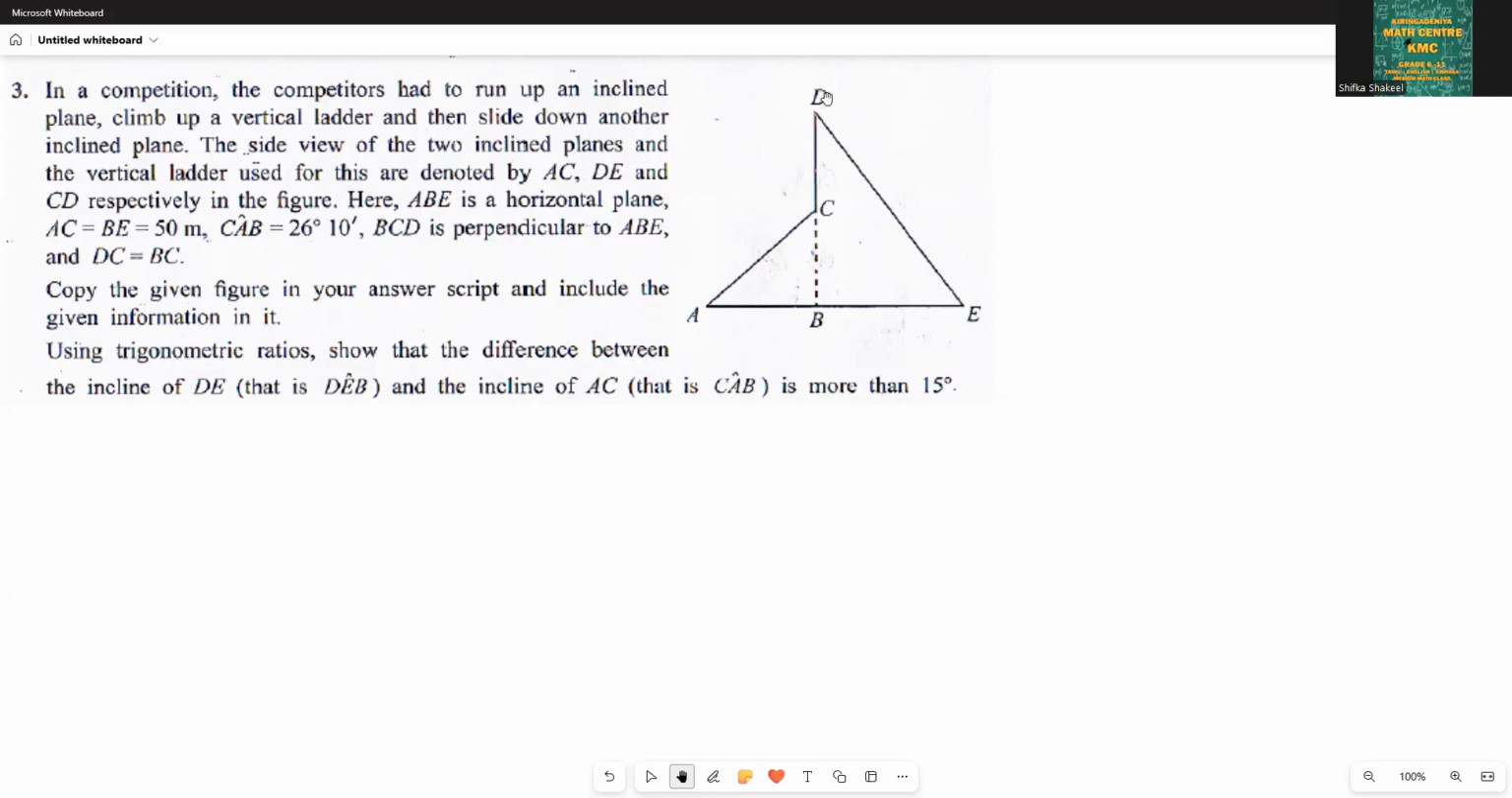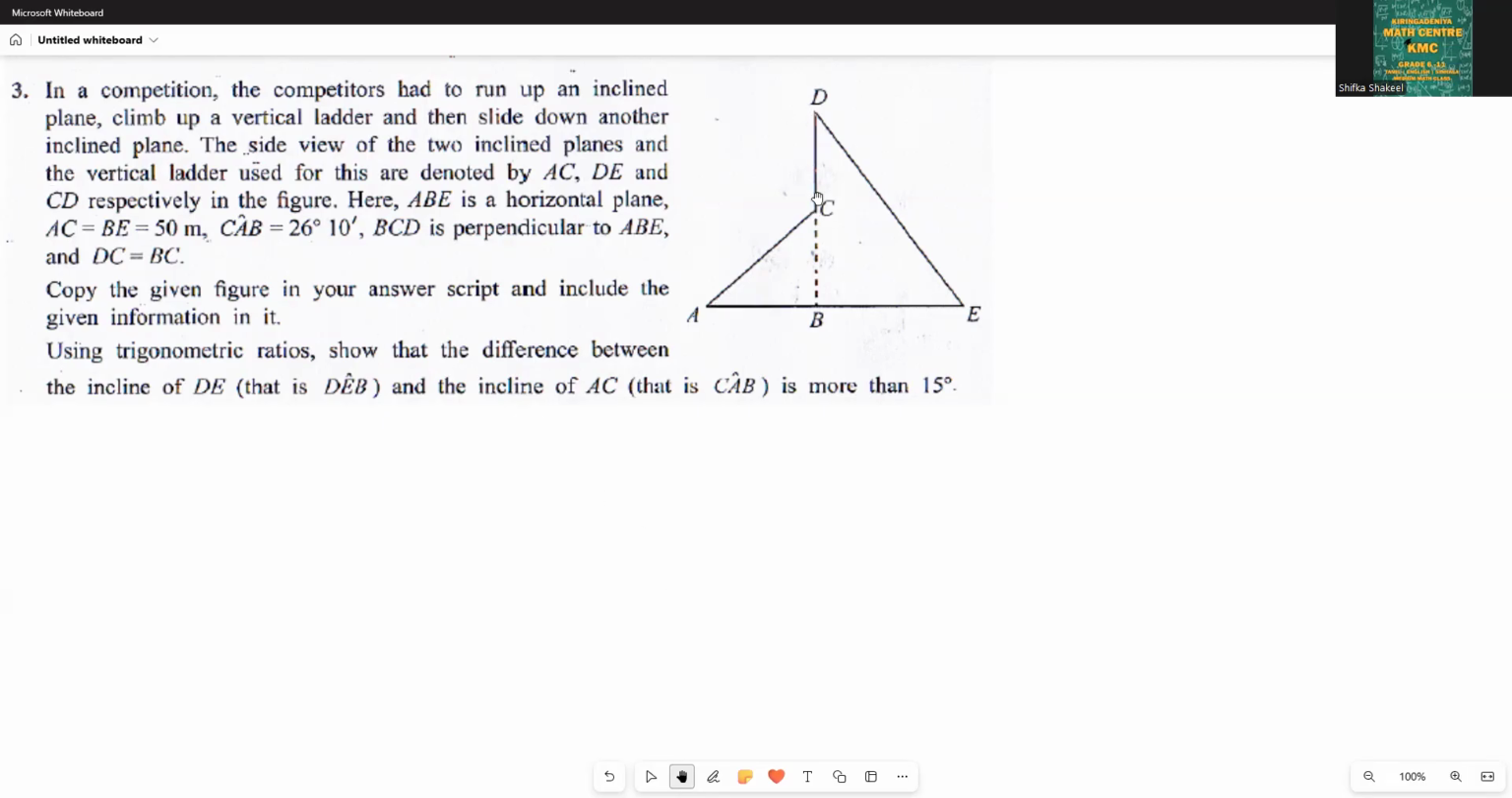Hello, children. Today we are going to discuss 2024-2025 O-Level Maths paper, question number 3, that is related to trigonometry. In a competition, the competitors had to run up an inclined plane, climb up a vertical ladder, and then slide down another inclined plane. The side view of the two inclined planes and the vertical ladder used for this are denoted by AC, DE, and CD respectively.